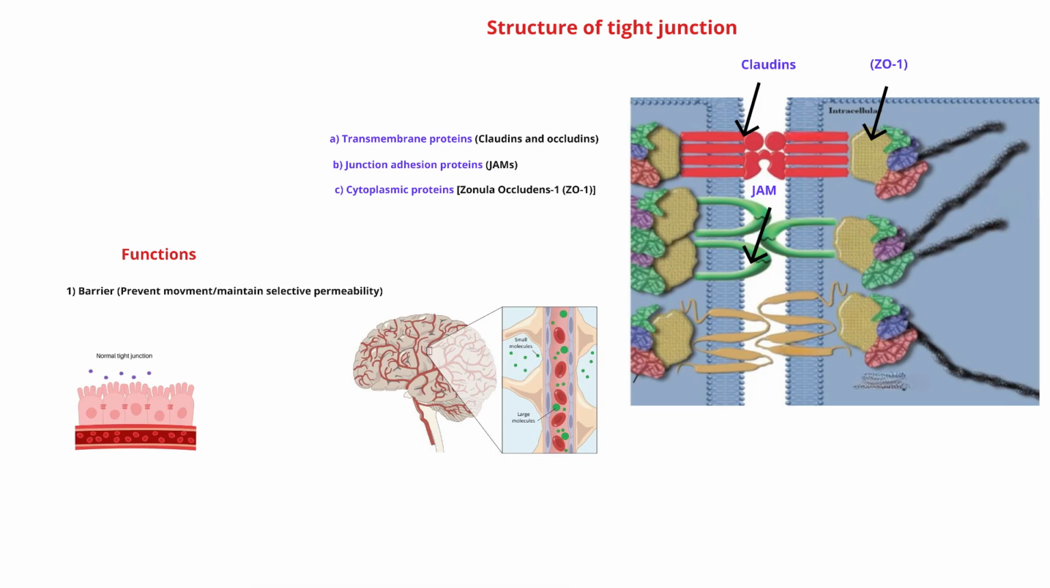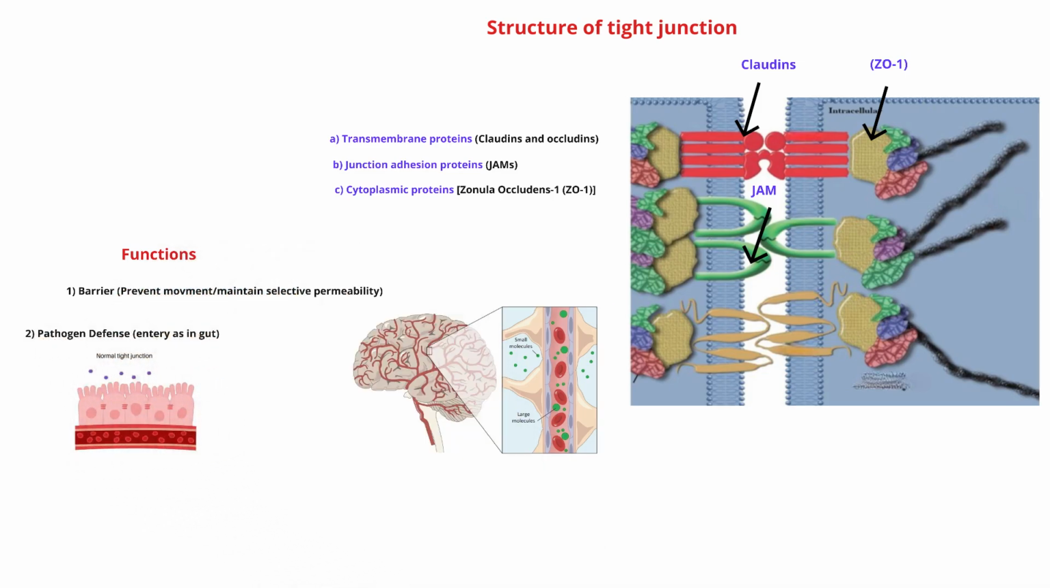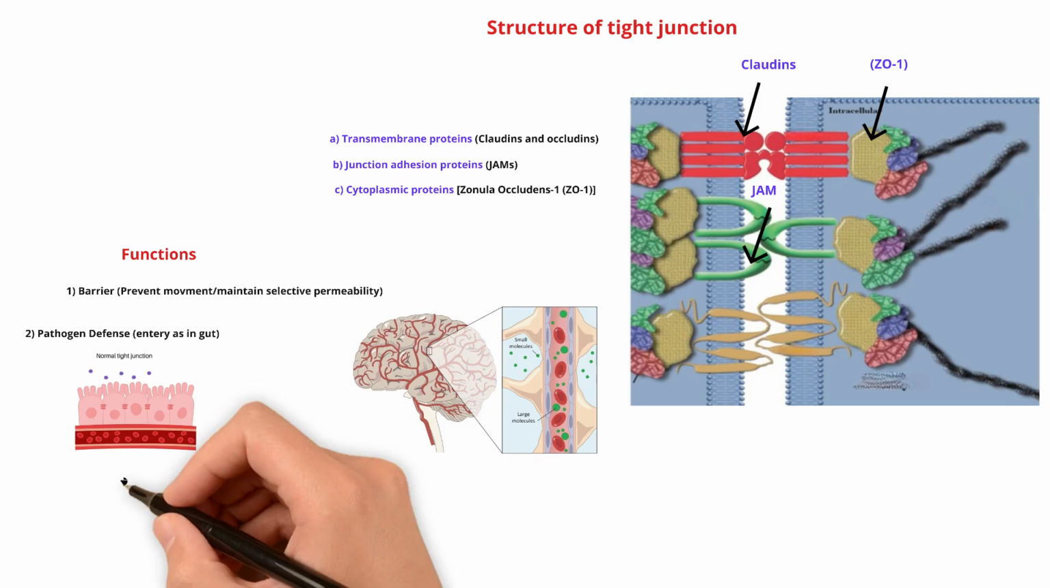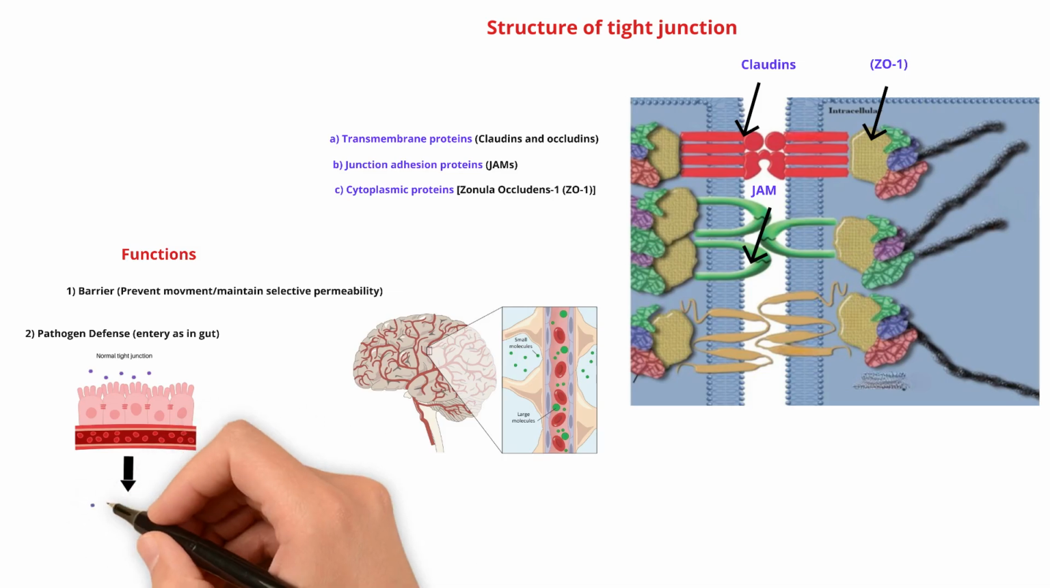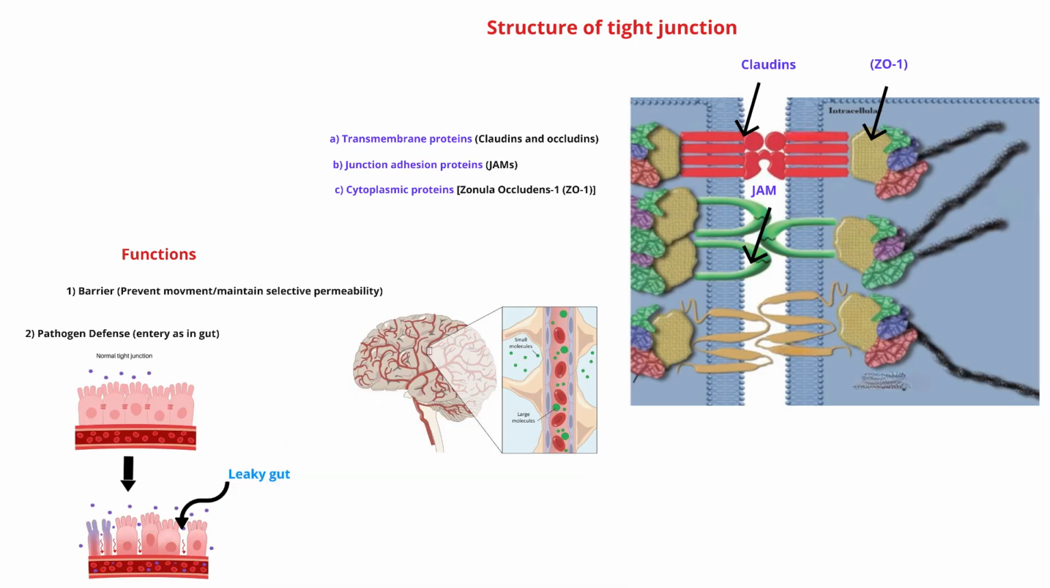As shown in this image, tight junctions also act as a defense mechanism, restricting pathogen entry into epithelial layers, which are especially important in the intestines and the blood-brain barrier. However, loss of tight junction integrity, for example in the gut, leads to leaky gut syndrome such as those observed in celiac disease.